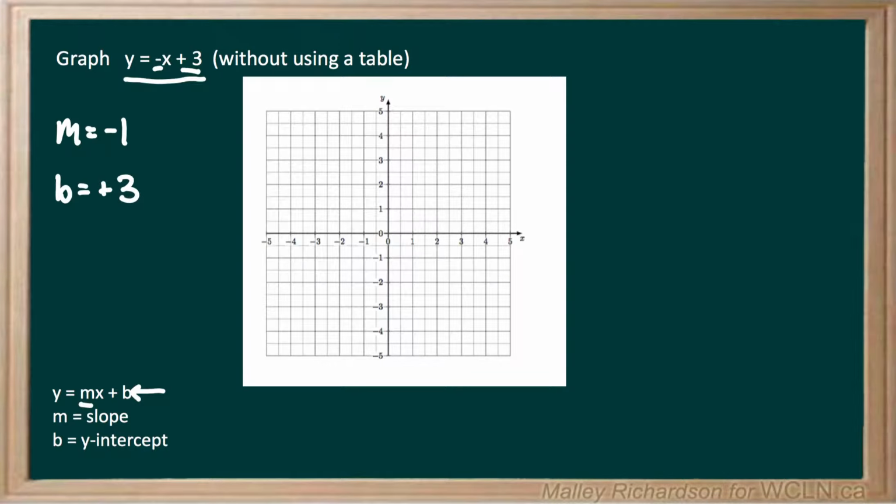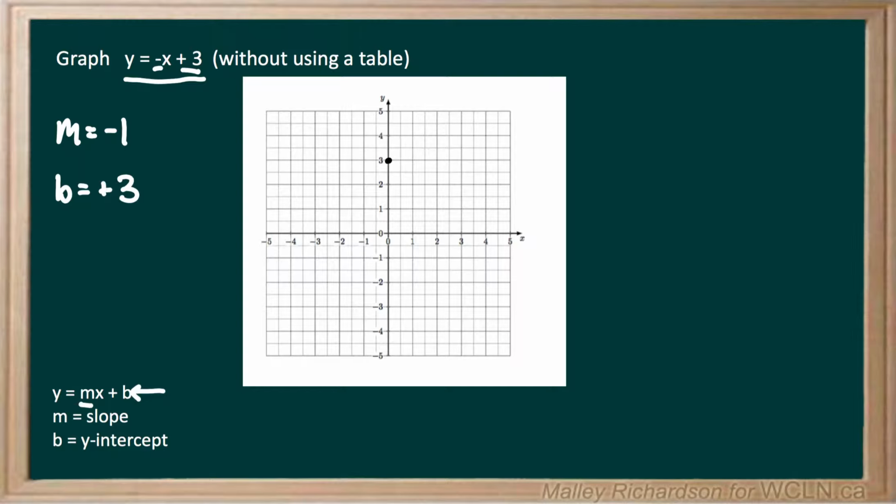Now that we know our slope and our y-intercept, we can graph this equation. So let's start with our y-intercept. We have our b equaling positive 3. So let's go to our graph and find our y-axis, which is our vertical axis, and then find our positive 3, which is right here. Next, we know our slope is negative 1.